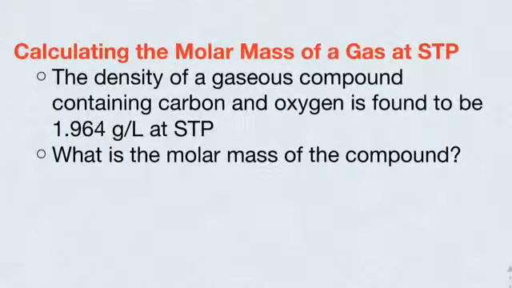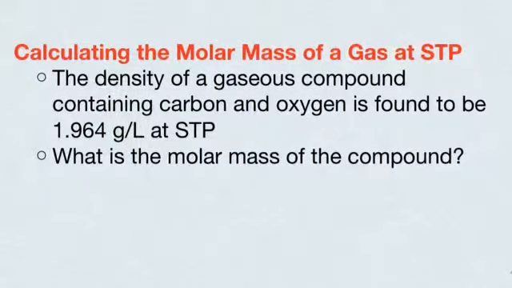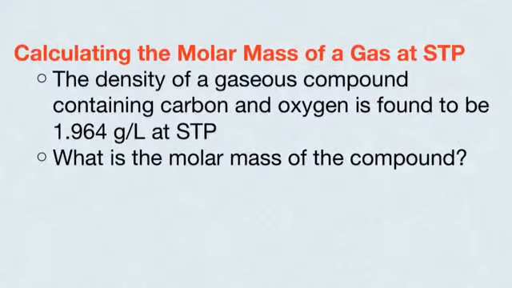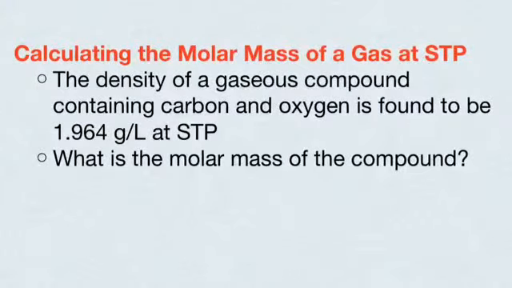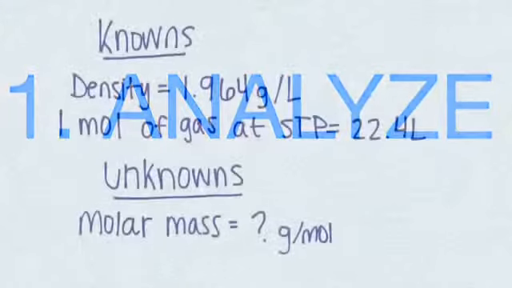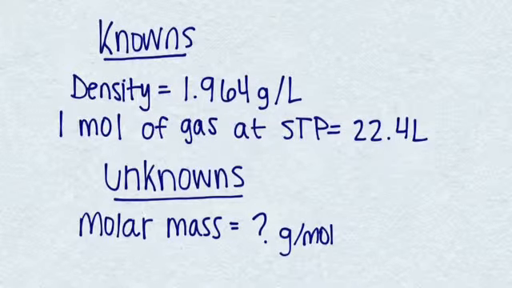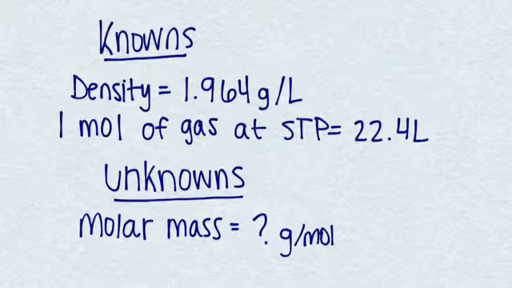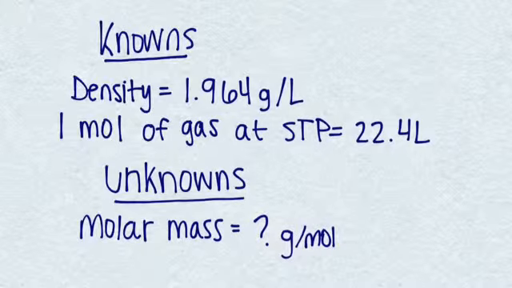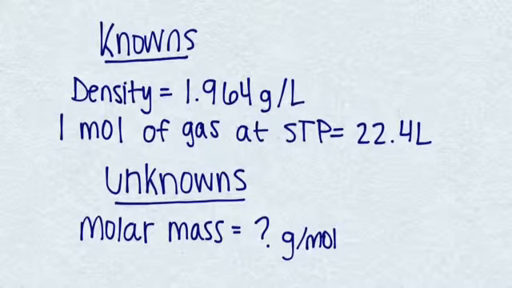Calculating the molar mass of a gas at STP. The density of a gaseous compound containing carbon and oxygen is found to be 1.964 grams per liter at STP. What is the molar mass of the compound? The knowns are density, which is 1.964 grams per liter, and 1 mole of gas at STP equals 22.4 liters. The unknown is the molar mass, which is going to equal something grams per mole.